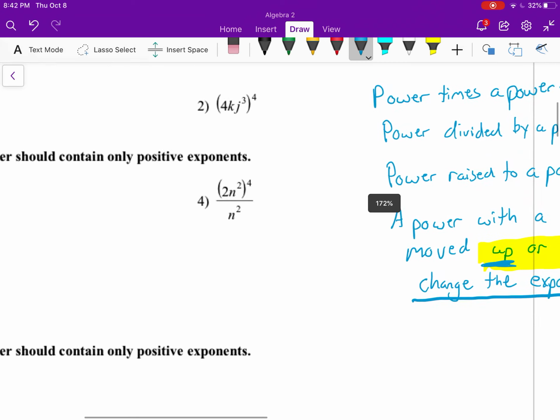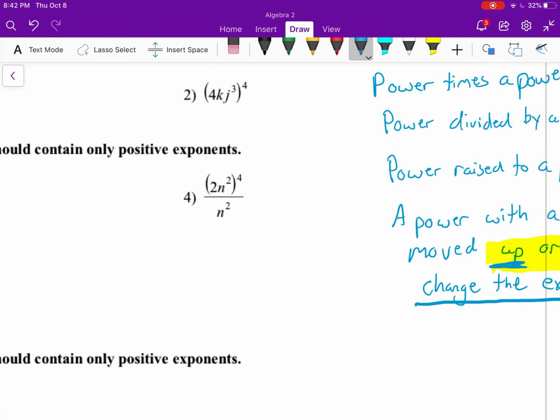Number 2 incorporates a power raised to a power, so we're going to multiply. What we do here is multiply 4 times each exponent. But wait a second, this first coefficient 4 doesn't have an exponent, so it's an understood 1. So is k. This is k to the first.